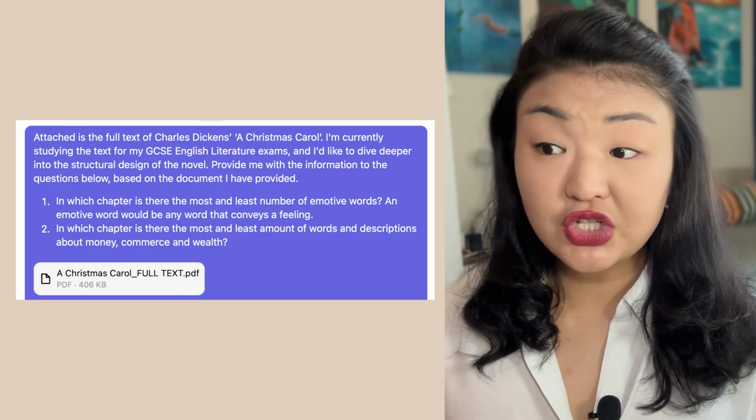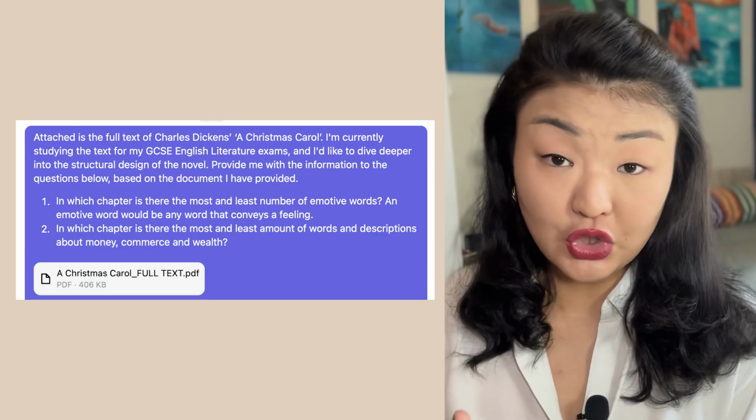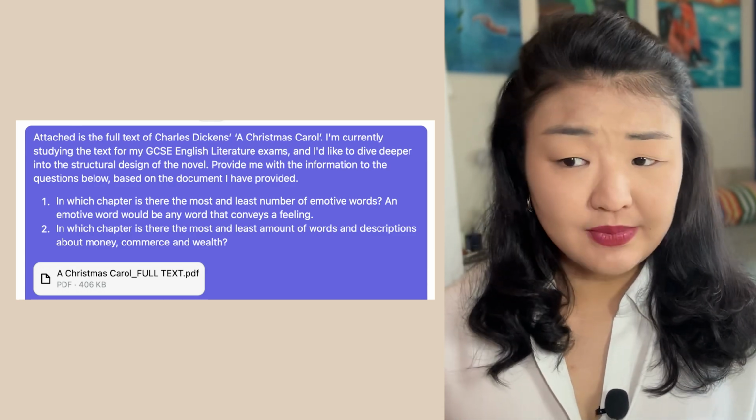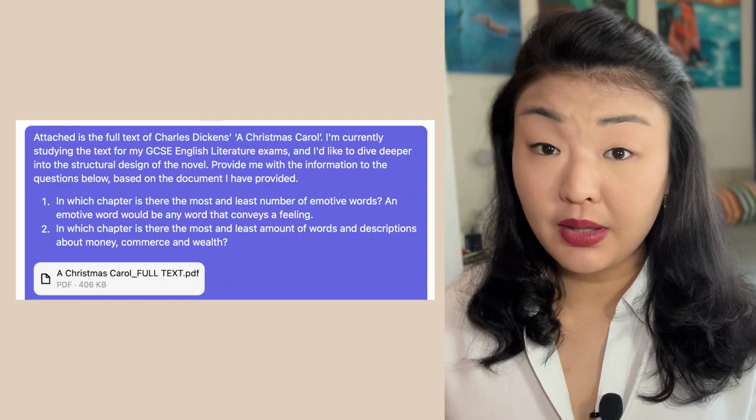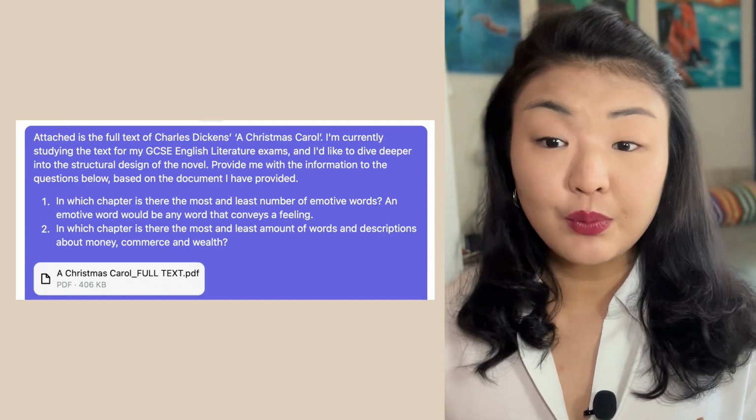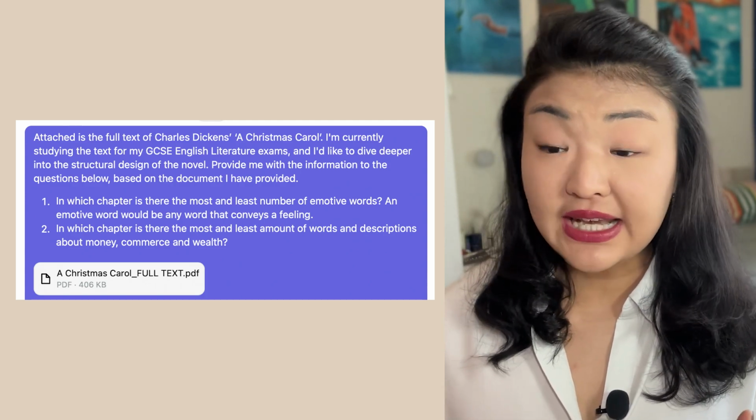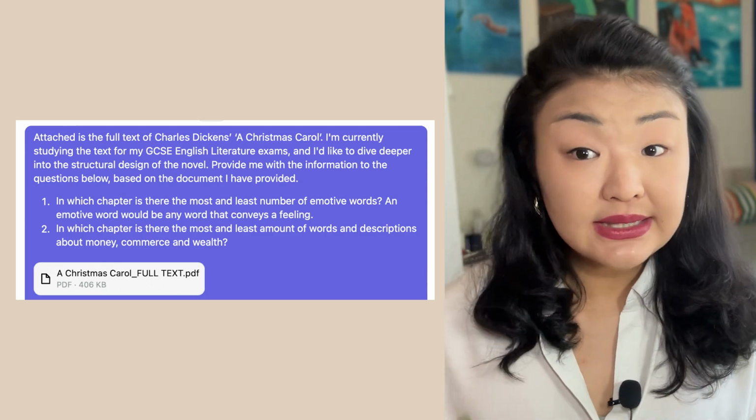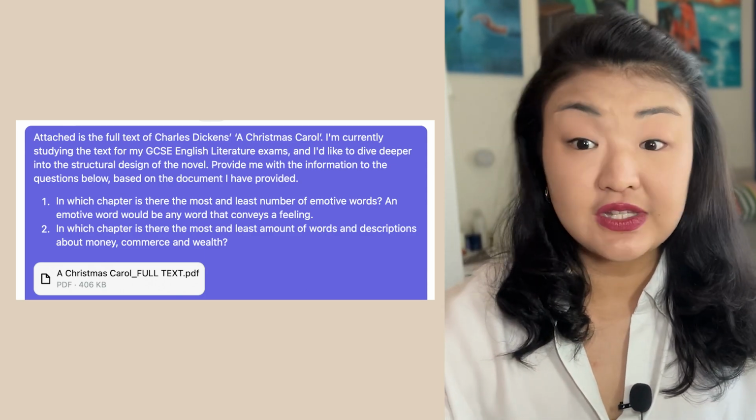Provide me with the information to the questions below based on the document I have provided. In which chapter is there the most and least number of emotive words? An emotive word would be any word that conveys a feeling. In which chapter is there the most and least amount of words and descriptions about money, commerce, and wealth.